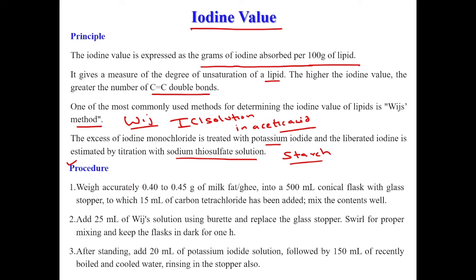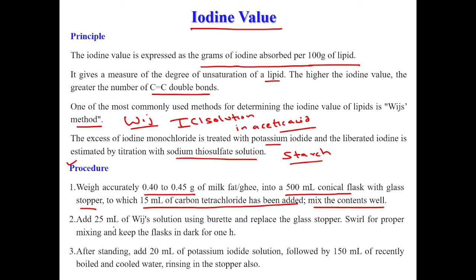What you have to do is weigh 0.4 to 0.45 gram of the milk fat into a 500 ml conical flask, an iodine flask with a glass stopper, to which 15 ml of carbon tetrachloride has been added. Mix the contents well. Carbon tetrachloride is acting as a solvent to dissolve the ghee.